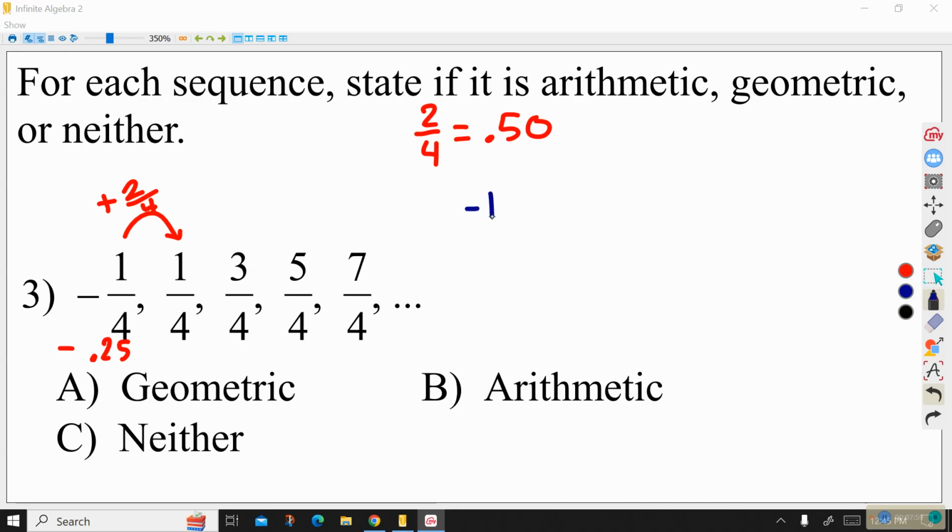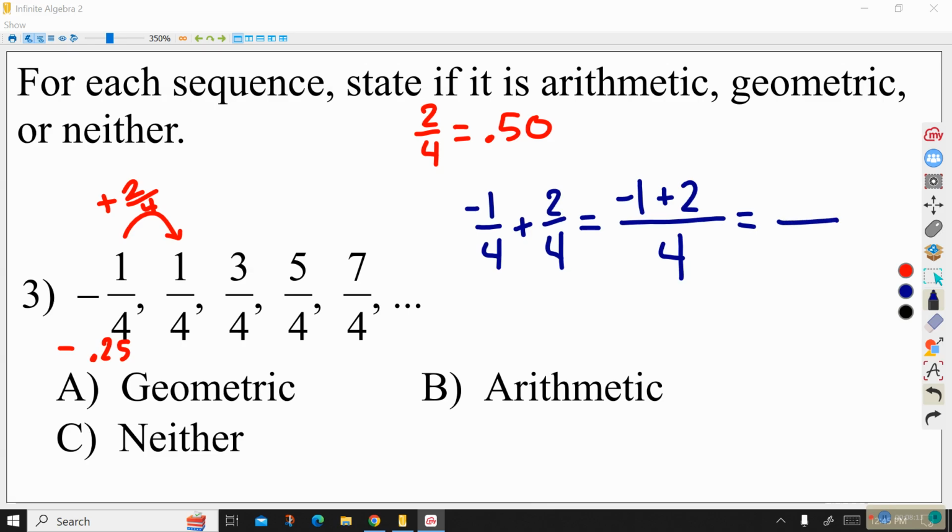What's negative 1/4 plus 2/4? Okay, I tried to teach you guys earlier in the year that when we have the same denominator, we can combine the numerators. So that means I can add those up because we're counting the same kind of object. Negative 1 plus 2, you guys got to understand that that's the same thing as 2 minus 1. So that just makes 1. 2 minus 1 is 1, so that's 1/4.